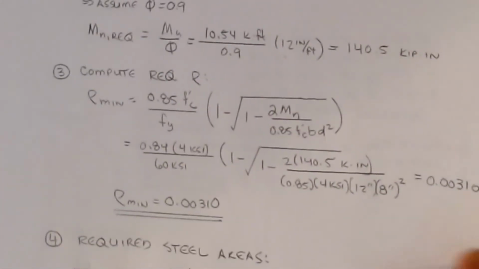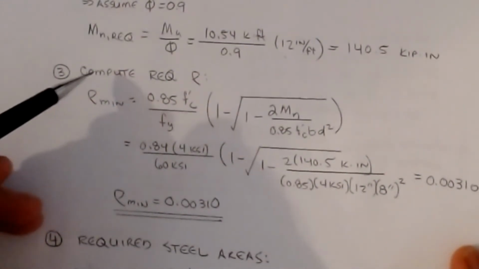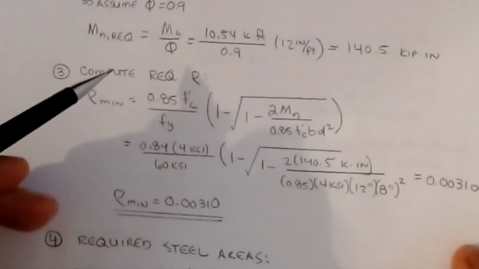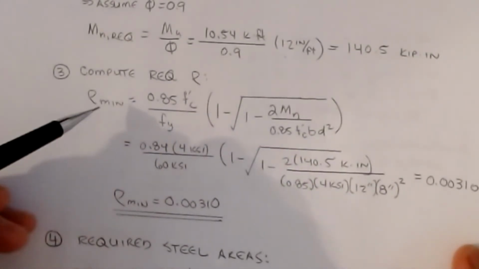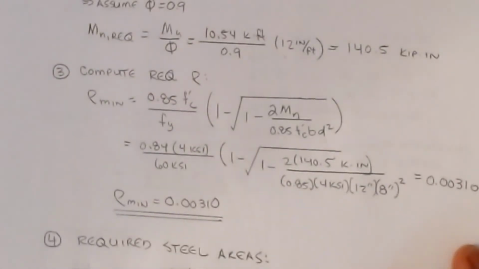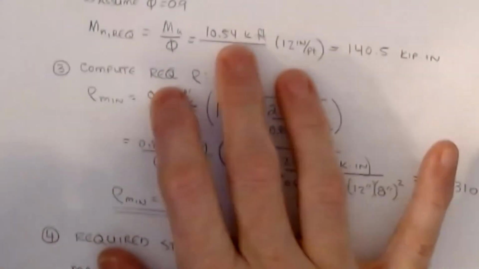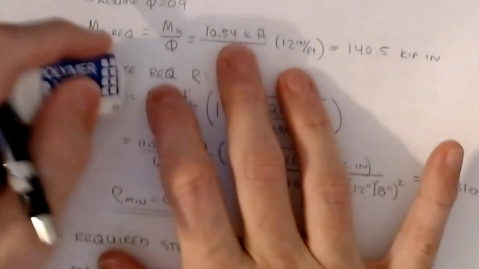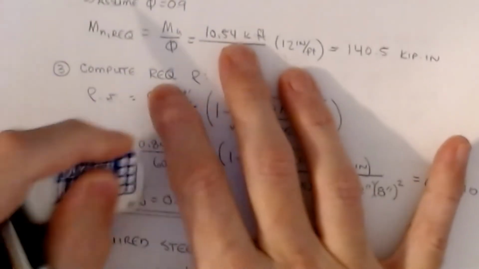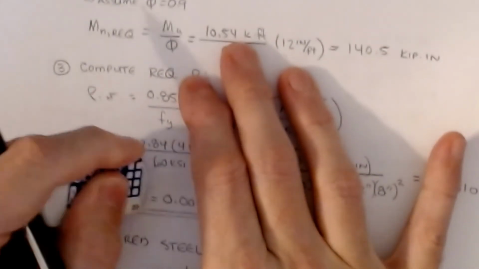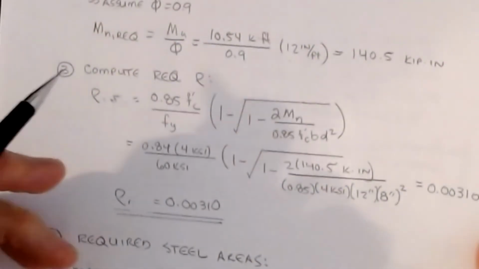Okay, so now we're going to compute the required rho. This is the main steel calculation. All right, so my rho for my main steel, I said rho min, but it's not really rho min. It's kind of the minimum amount of steel that we need. So let's just take the min off of here, and it'll look something like that.